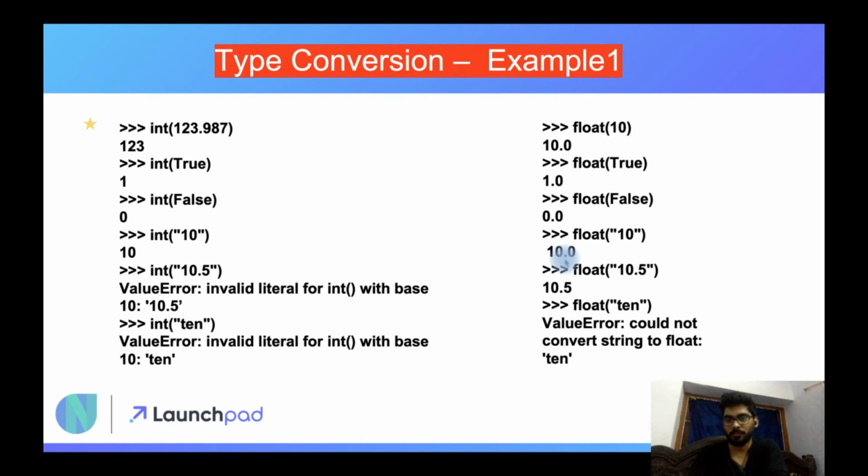If I convert it, it will be 10.0. 10, this is no problem, 10.5. If I convert 10a, of course it will not work, because it needs some integer digits, right? It cannot convert anything, right? These were the examples of integer and float.